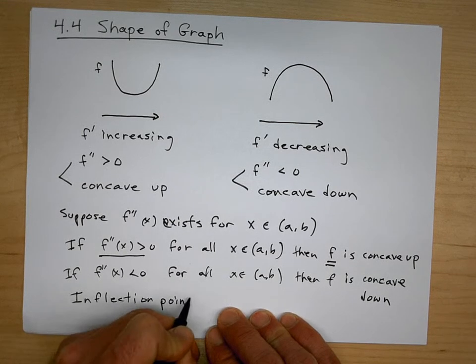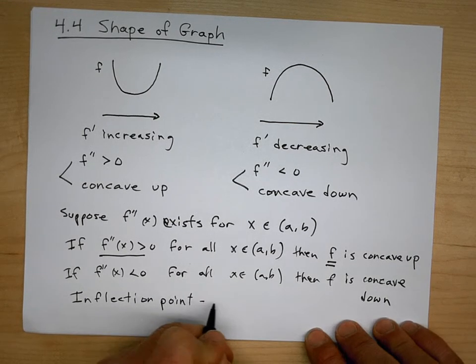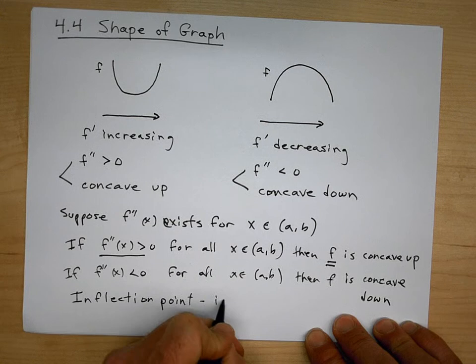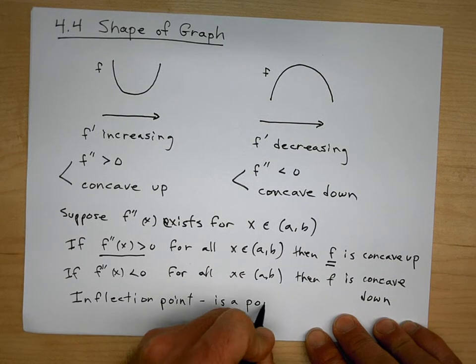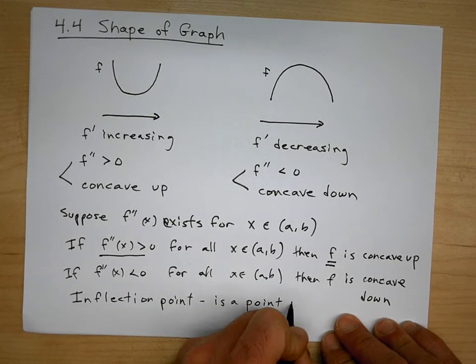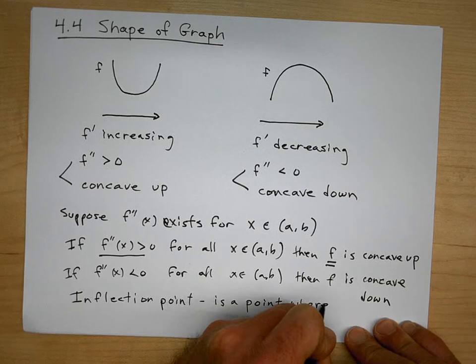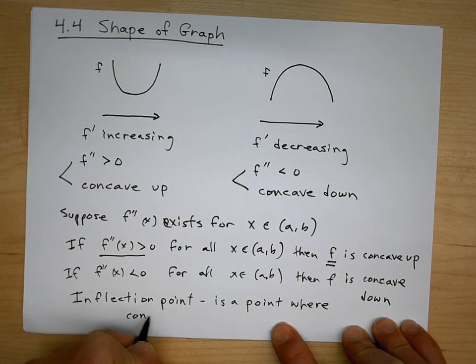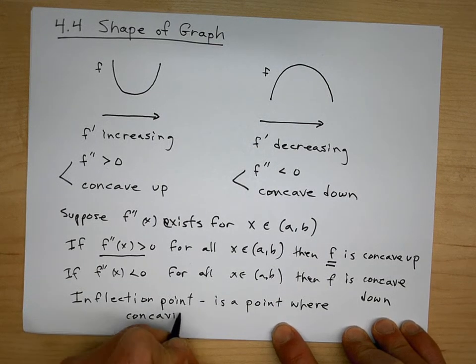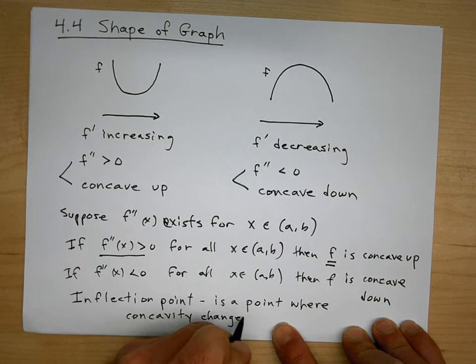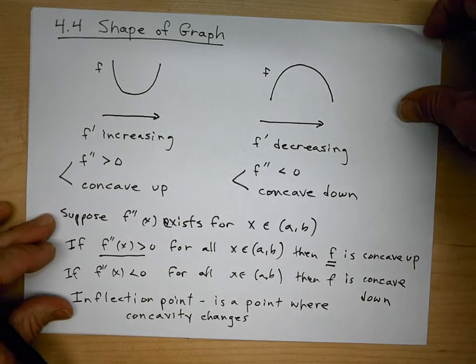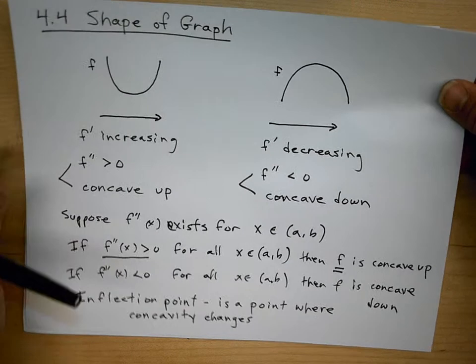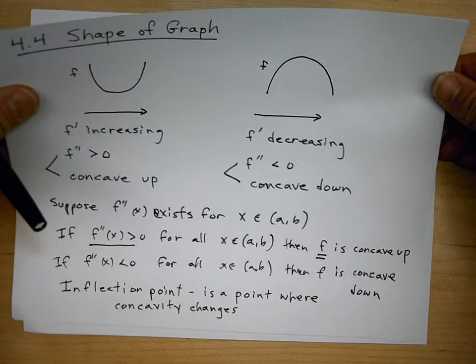The other thing I would like to define here is an inflection point. An inflection point is a point where the concavity changes. We go from concave up to concave down, or from concave down to concave up. So graphically, let me just give you a couple of examples.